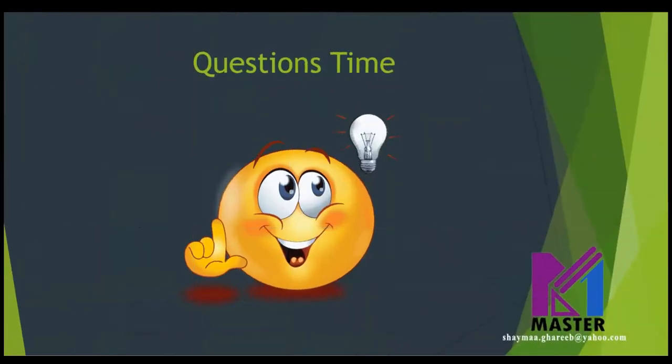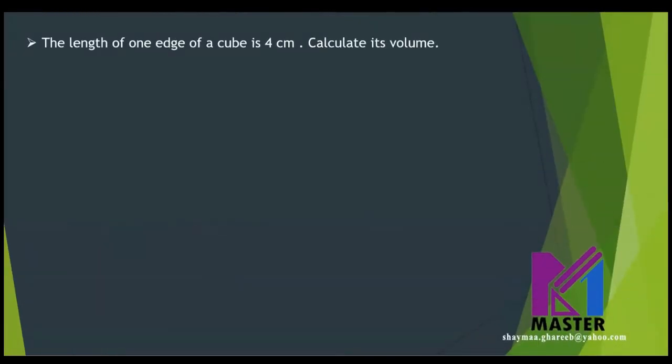And now let's start our questions time. The length of one edge of a cube is 4 centimeters. Calculate its volume. Do you remember? Volume of a cube equals edge times edge times edge. The edge times itself 3 times, or the edge to the power of 3, which means the edge cubed. So I'm going to multiply the 4 by itself 3 times. 4 times 4 is 16, times 4 is 64.